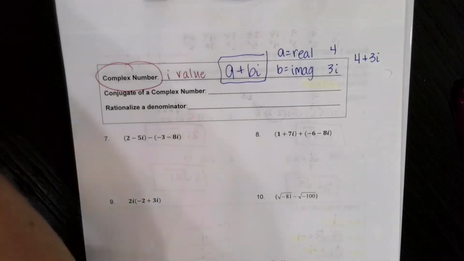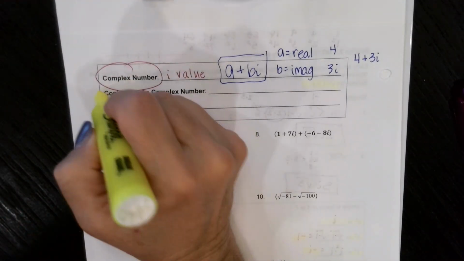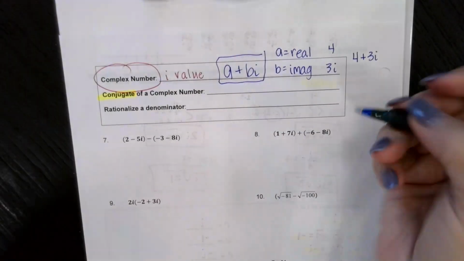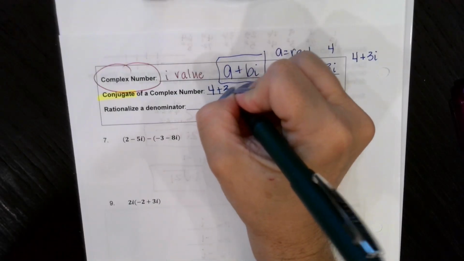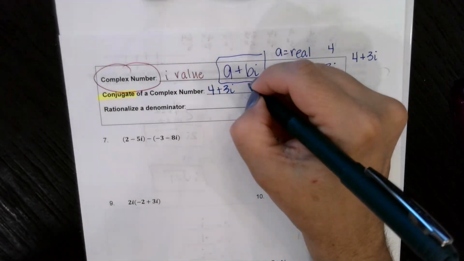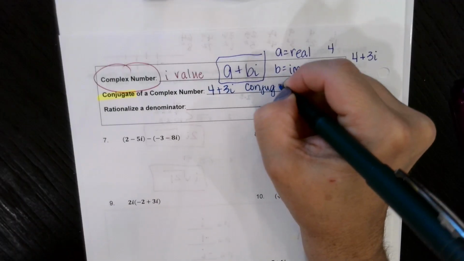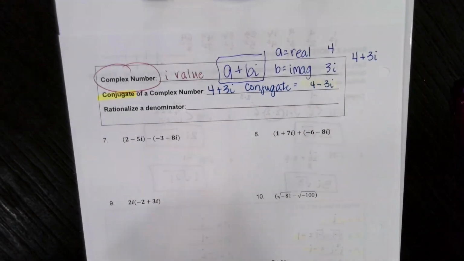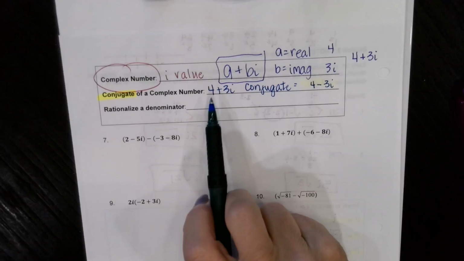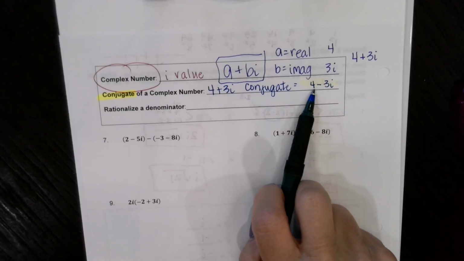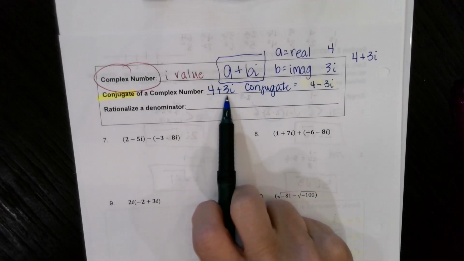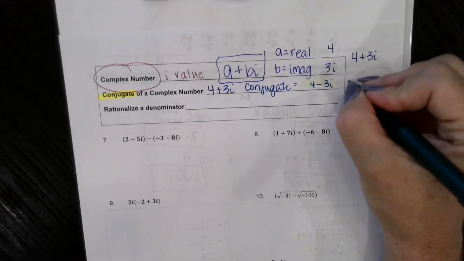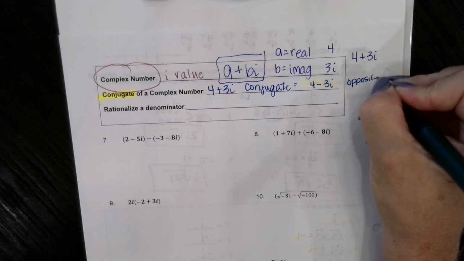So this word conjugate is almost like opposite. If we have a number, I'm going to use that same number, 4 plus 3i. The conjugate of that is going to be 4 minus 3i. And the conjugate of a number means that the a part of this is going to stay the same, but the imaginary part is going to be the opposite. So we're going to have opposite imaginary.